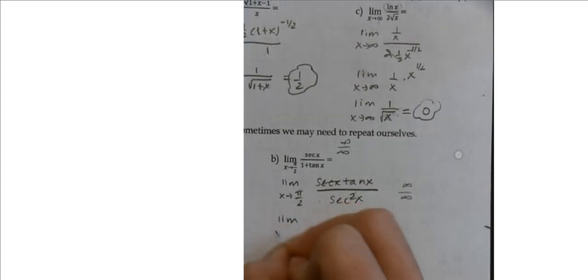If you plug pi over 2 in again, we're at infinity over infinity. So go ahead and L'Hopital again. The derivative of tangent, we just did it, secant squared. Remember the square cancels out, so we just have secant, and that's secant tangent. That cancels, that cancels. So now look, we had tangent over secant, now we have secant over tangent. If infinity over infinity was an issue, of course this one is too.